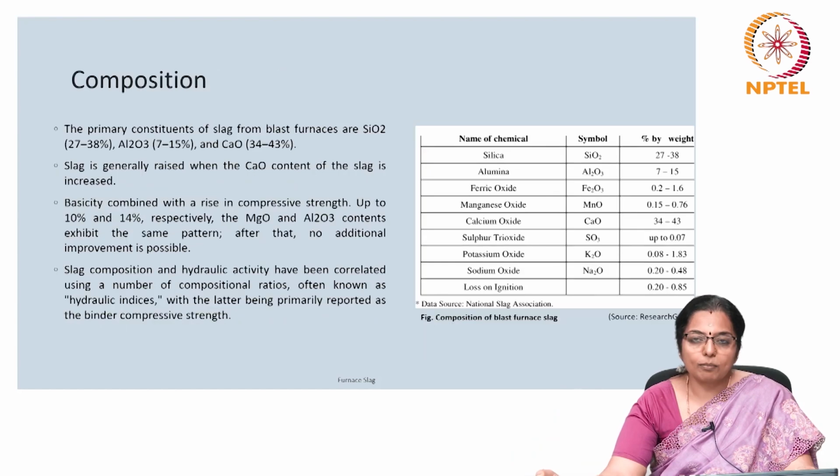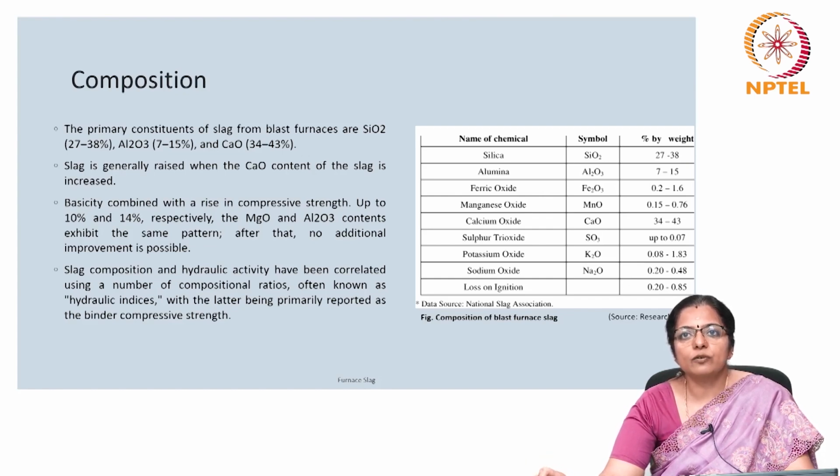Let us look at the composition now. In understanding blast furnace slag, its composition becomes very important. The main components of slag from blast furnace include silicon dioxide approximately 27 to 38%, aluminum oxide which is about 7 to 15%, and calcium oxide which is 34 to 43%. Notably, the raising of slag basicity is associated with an increase in its calcium oxide content.